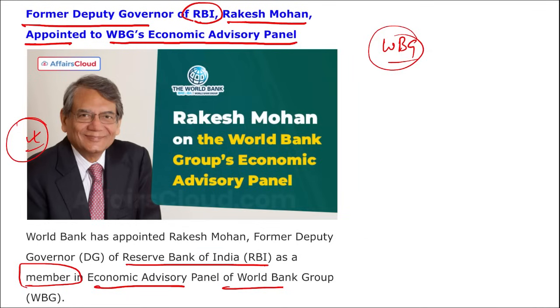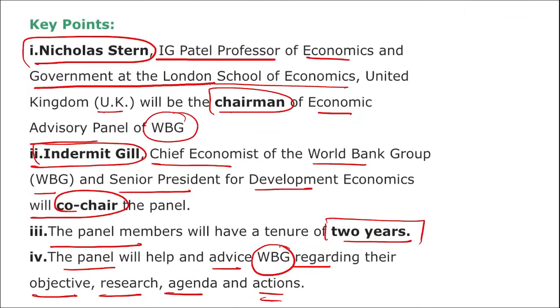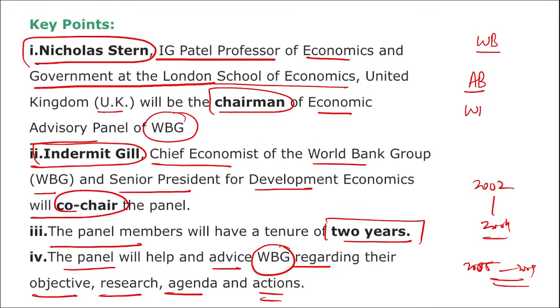At present, Rakesh Mohan is the President Emeritus at the Center for Social and Economic Progress in New Delhi. He is currently serving as a part-time member of the Economic Advisory Council of the Prime Minister. Earlier, he held the position of Deputy Governor of RBI from 2002 till 2004 and from 2005 to 2009. Next, if we talk about World Bank, who is the President? Ajay Banga. Where is the headquarters? Washington DC, and it was in 1944 that World Bank was established.